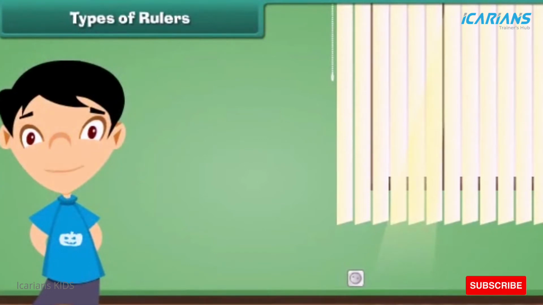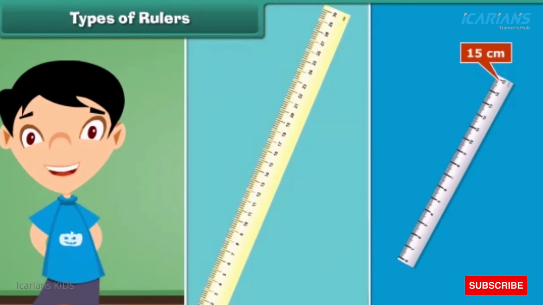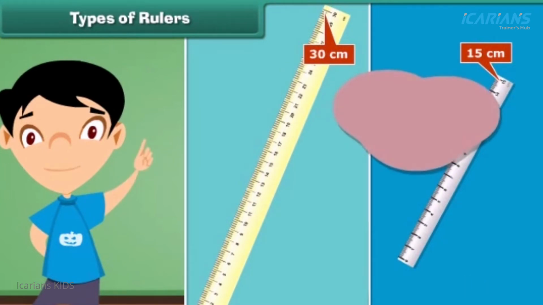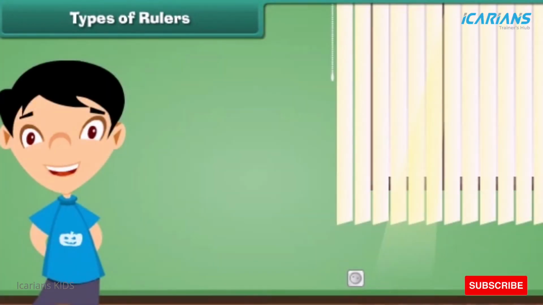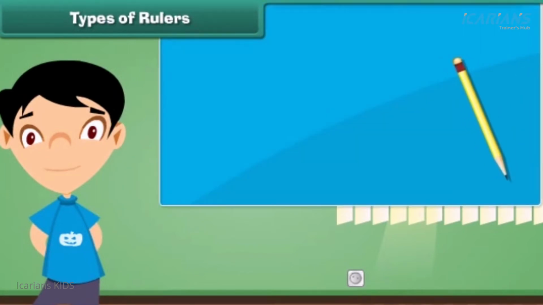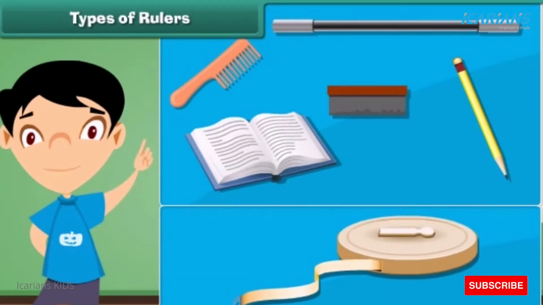A ruler comes in different lengths. The first ruler seen can measure length up to 15 centimeters. The second ruler seen can measure length up to 30 centimeters. But a ruler cannot measure all objects. Ruler is used to measure only short-length objects such as pencil, stick, notebook, duster, comb, etc. A measuring tape is used to measure long things.